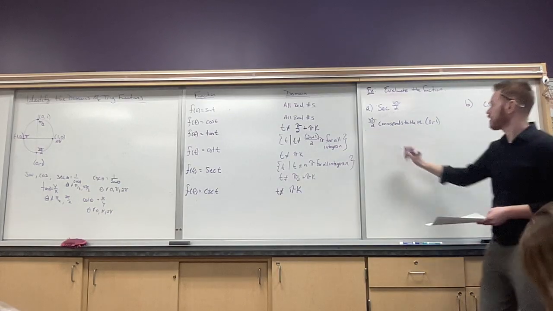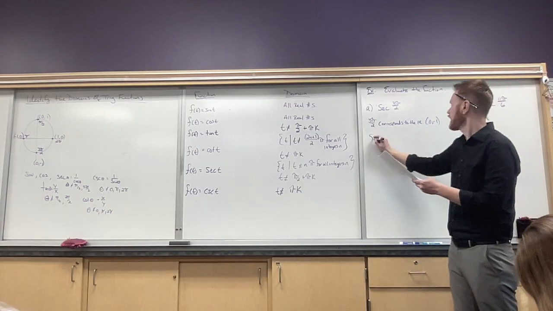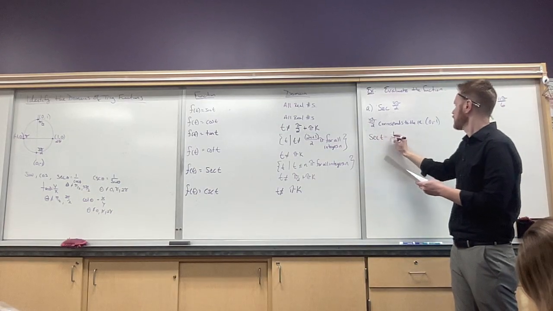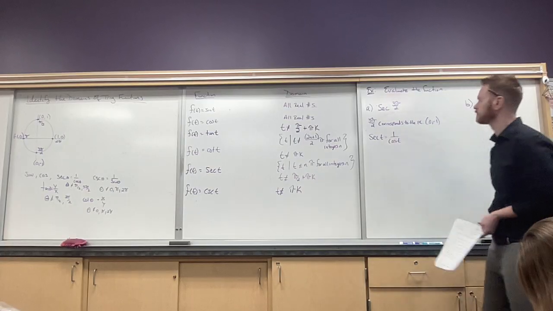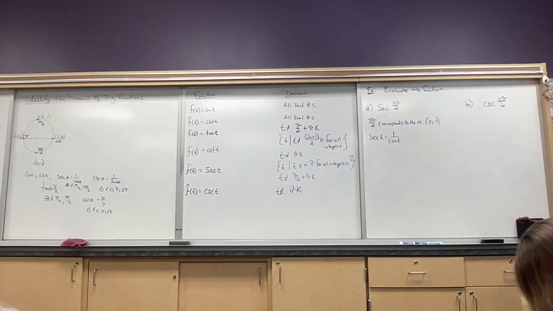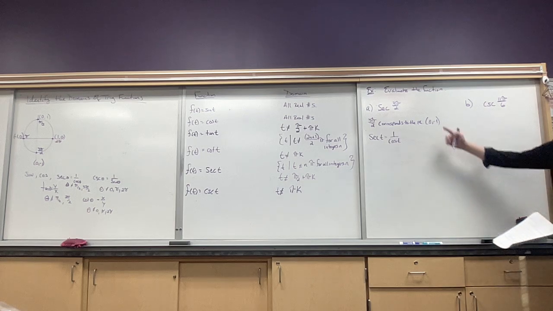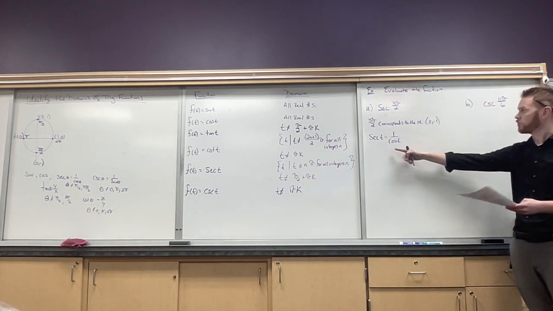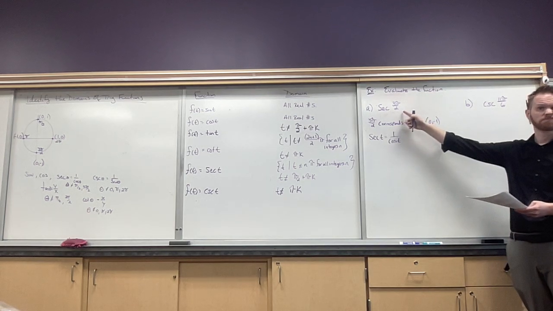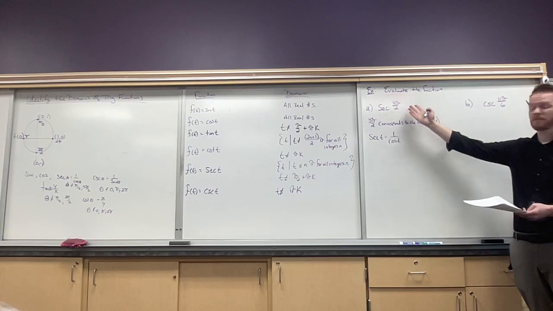Now, I already know that secant is the same thing as 1 over cosine, right? I'm just stating facts right now. So, if cosine goes to the x-coordinate, my x-coordinate is 0, so what do you think this is going to equal to?